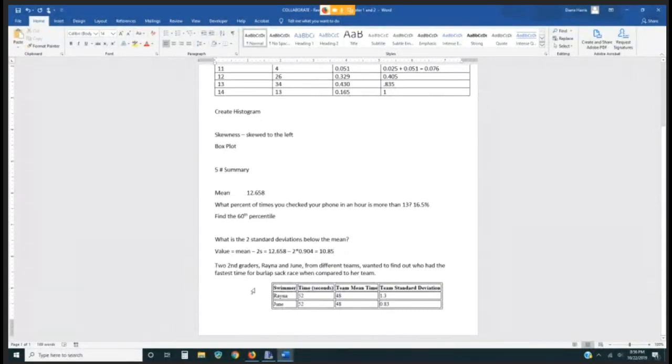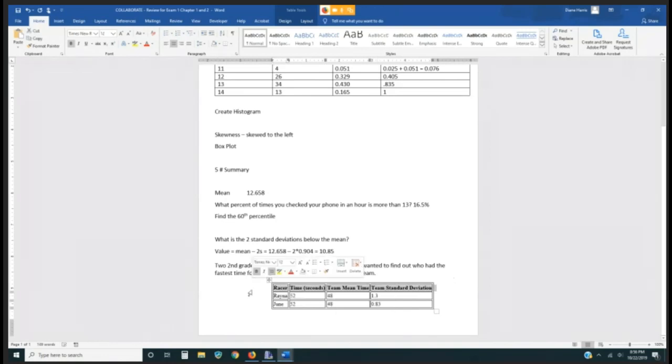The last problem for our review is this question. 2 second graders, Raina and June, from different teams wanted to find out who had the fastest time for the burlap sack race when compared to her team. So you'll notice that Raina and June, should say racer, both did the sack race at 52 seconds. Their team average was both 48 seconds, but their team standard deviations were different.